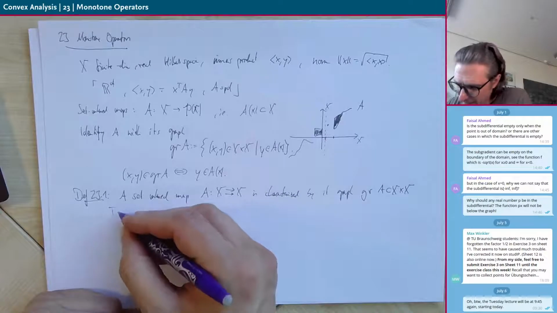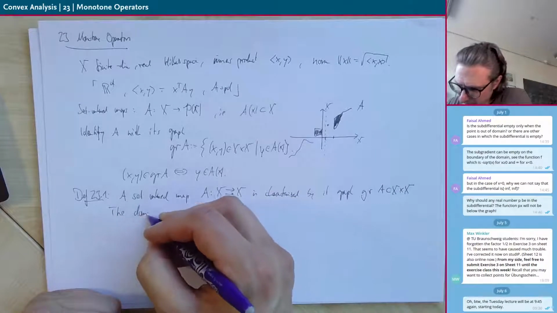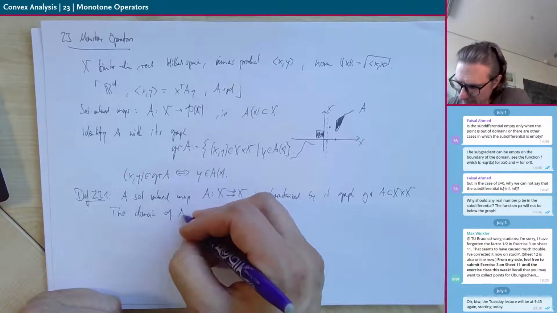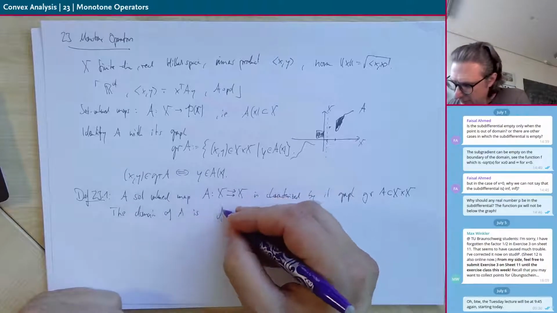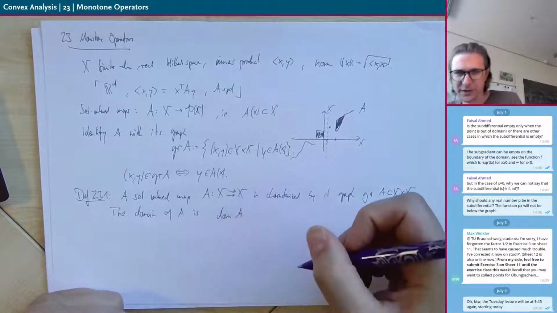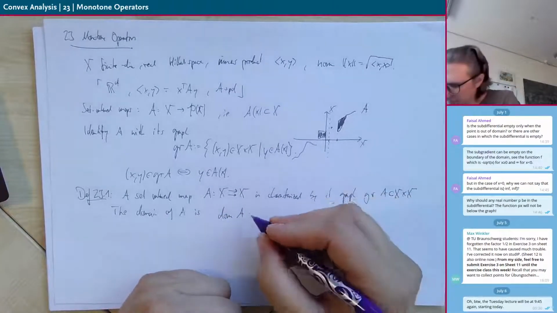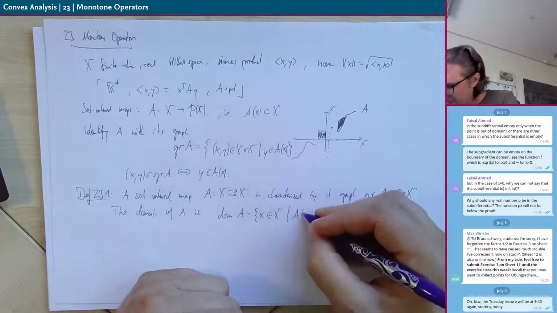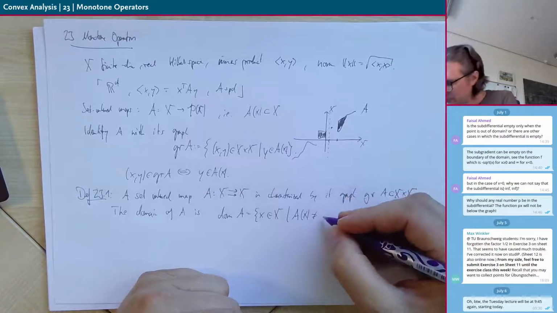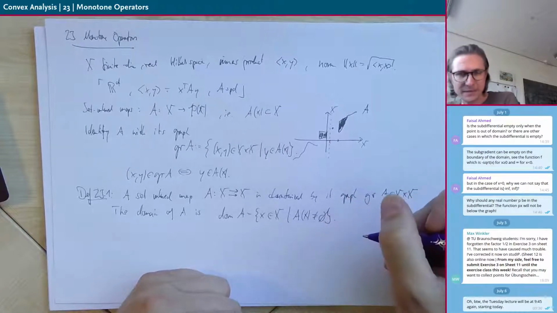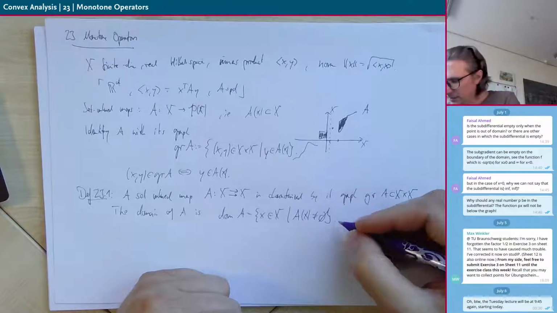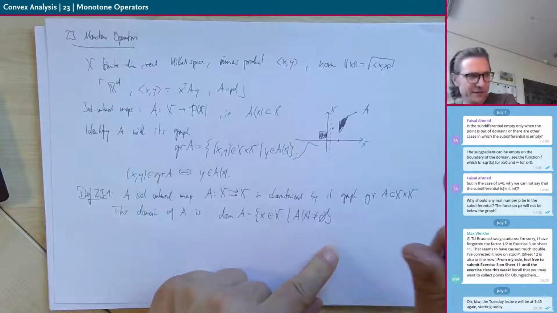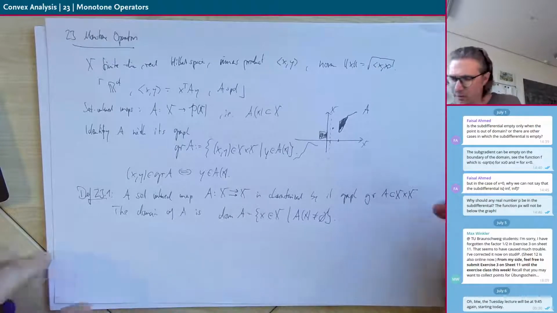The domain of A is also written as dom, like for convex functions. But now we say this is all the x's in the base space X such that A of x is not empty. Okay, and then we can do multiple things with a set-valued map.